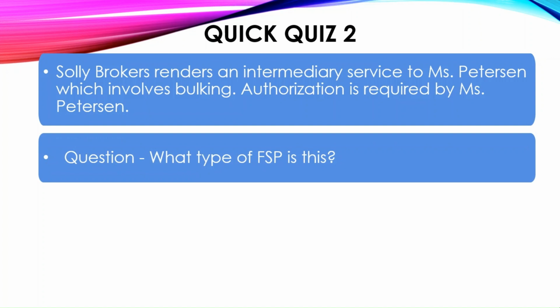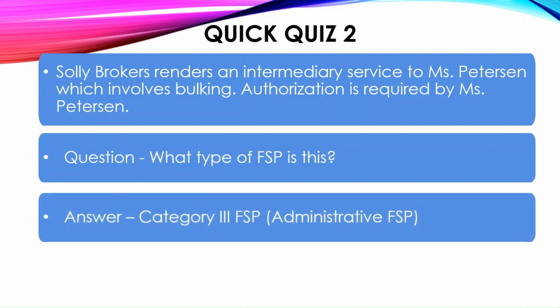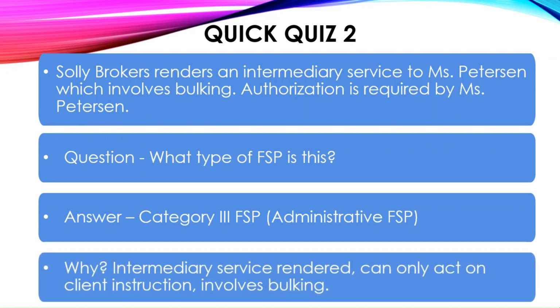Again, one word in the story gives it away. The answer is a category 3 FSP, or an administrative FSP. It involves bulking, and secondly, authorization is required by the client, and it can only act on the client's behalf.